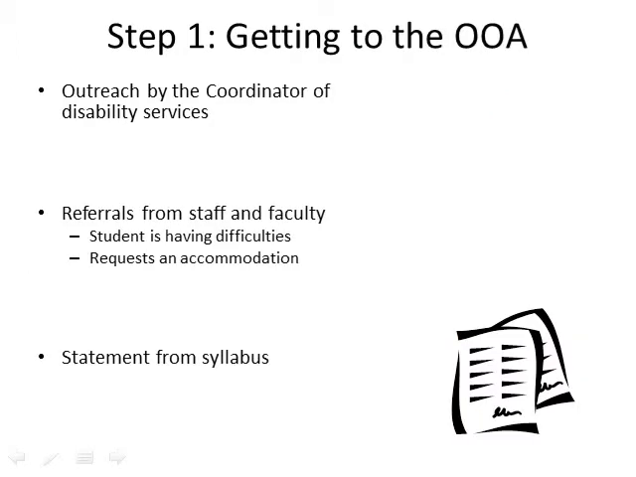Step 1, getting to the Office of Accessibility. There might be many ways that a student gets to the Office of Accessibility. One might be outreach by the coordinator of accessibility services. Another might be referrals from staff and faculty.